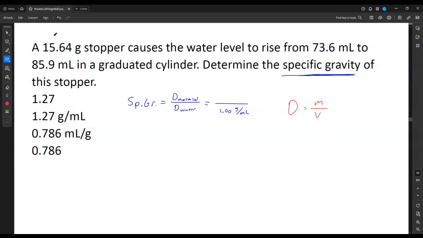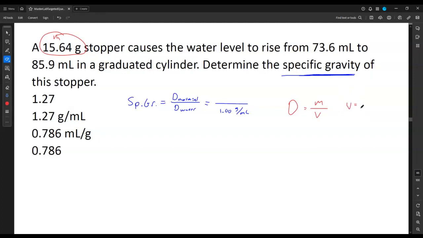Well, the mass is clear enough. That was just given to us. The volume of the stopper, because it's a little bit of an unusual shape, is not something that we can easily stick a ruler up to and take some measurements and calculate. But what we can do instead is use what's called the displacement method. If we have something that will sink in a fluid, then we can measure the fluid before or after that object goes in there and use that to figure out how big the object must have been.